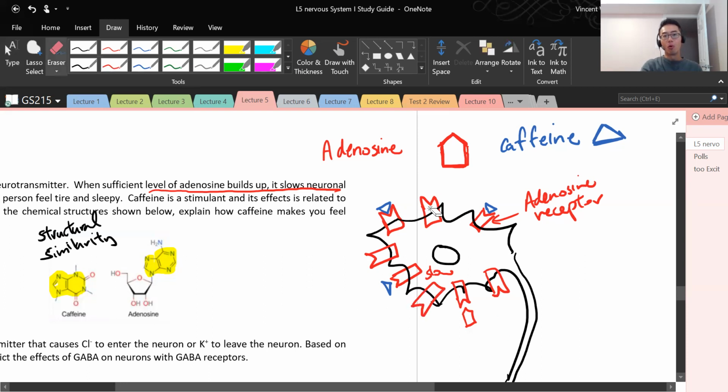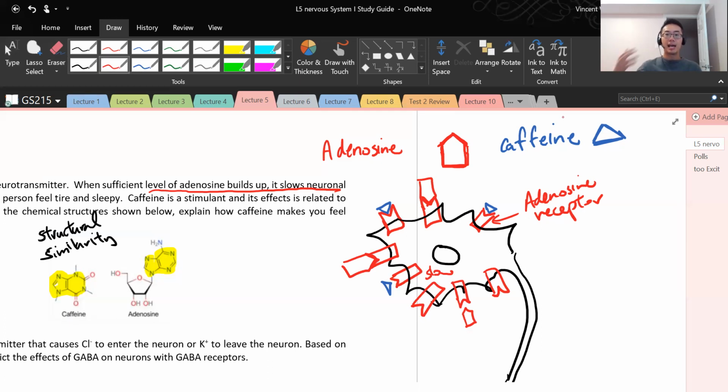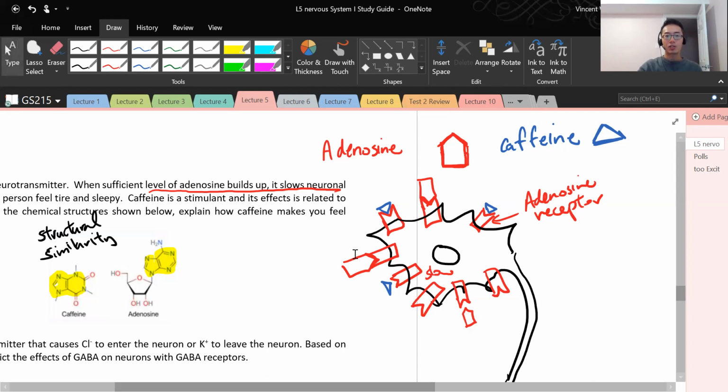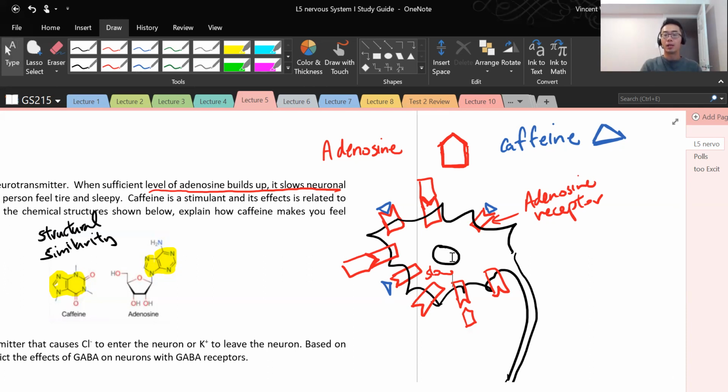So now that you have more adenosine receptors, the adenosine will be able to bind again, right? So now the same level of caffeine would not achieve the same effect as it once did because of these extra receptors, right? Okay, so this is called tolerance. Of course, it's not just for caffeine, right?